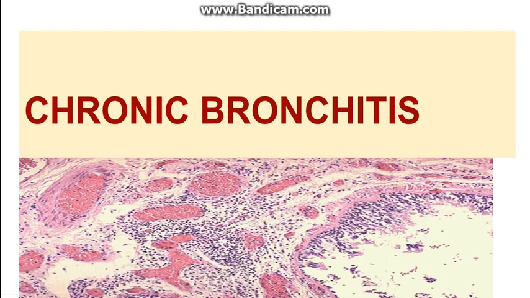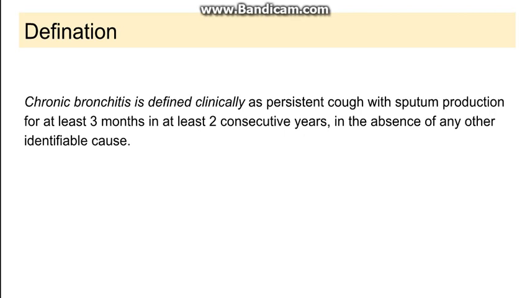Hello everyone, in this video we will discuss chronic bronchitis. Now going to the definition firstly. Chronic bronchitis is defined clinically as persistent cough along with sputum production, and this should be at least for 3 months in at least 2 consecutive years. The duration is fixed. And this should occur in absence of any other identifiable cause. Then only the diagnosis of chronic bronchitis is made.